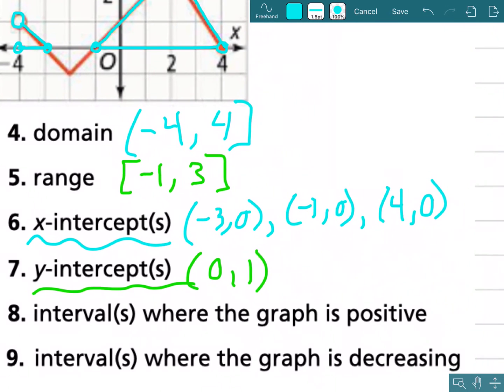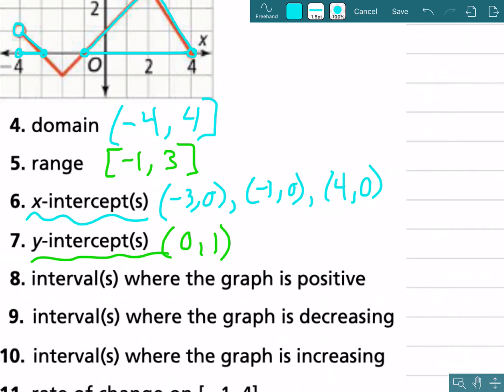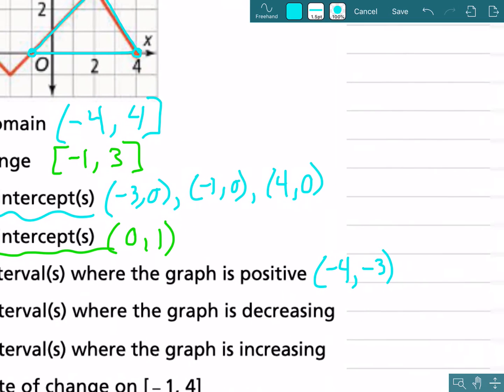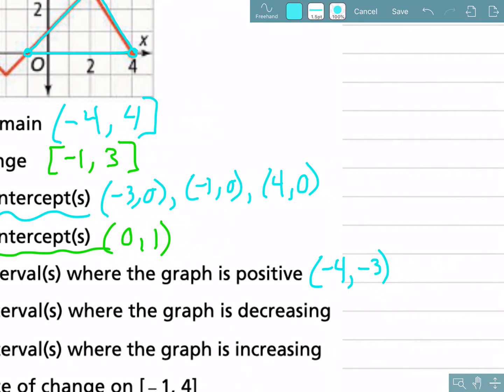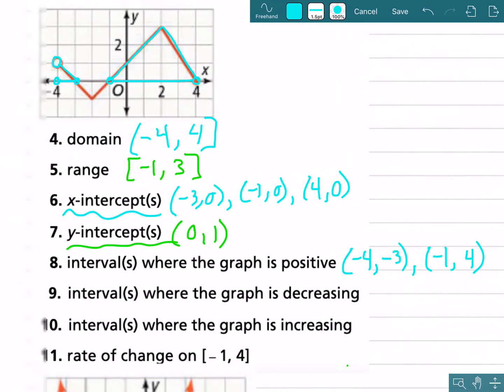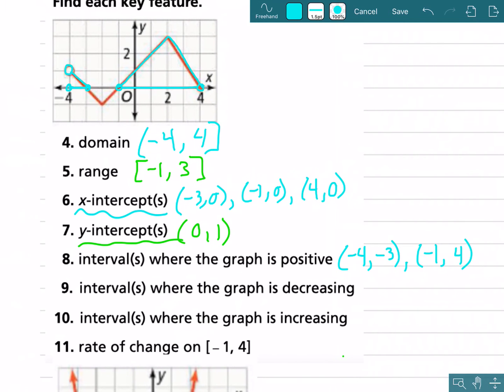So if I take a look here, it looks like my interval has two parts. It goes from -4, not including -4 because that's undefined, to -3, also not included because that's 0. And then it picks up positive again. I'm just going to put a comma. Picks up positive again at -1 until it reaches +4. So those are the intervals on which my graph is positive. -4 to -3 and -1 to 4.